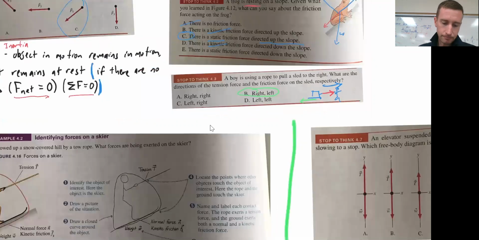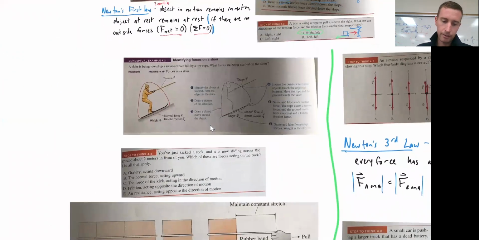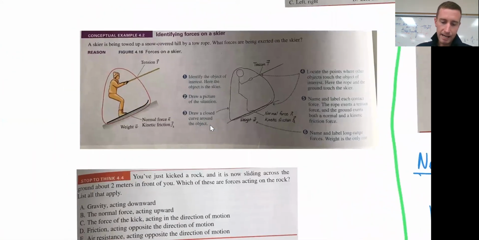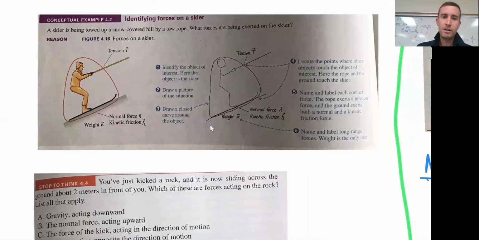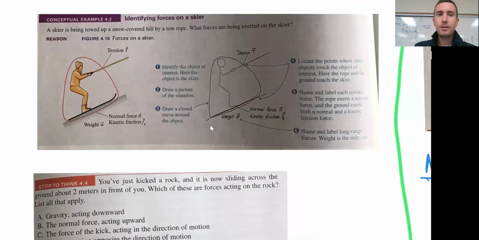All right. So let's do another little example showing how to identify forces. So here's an example of forces on a skier, and it's showing how to draw a diagram before you get to drawing a force diagram. So before you get to a free body diagram with a little particle, you could start with a picture of the object itself. So in this case, it's a skier being pulled up a hill with a tow rope.